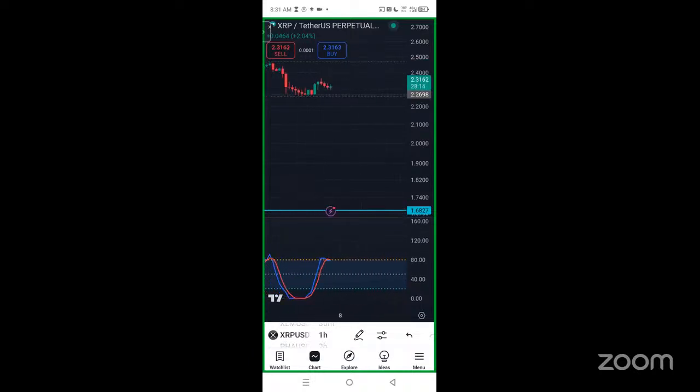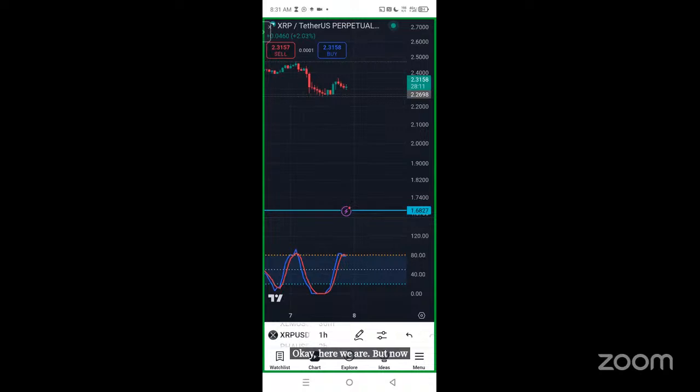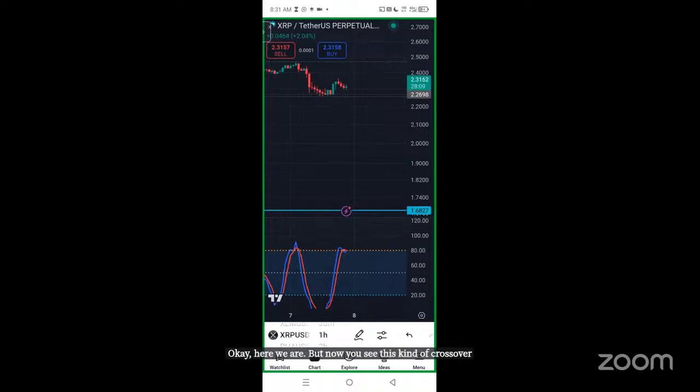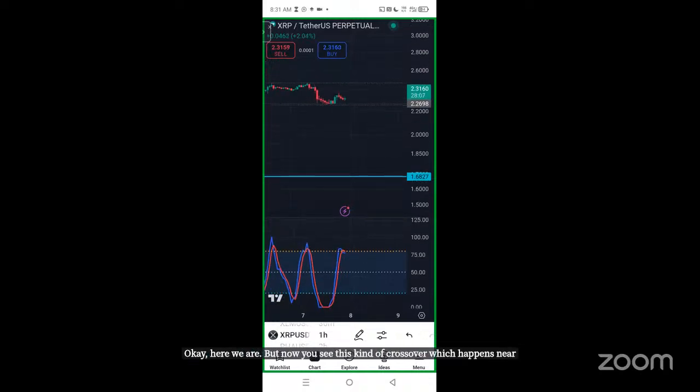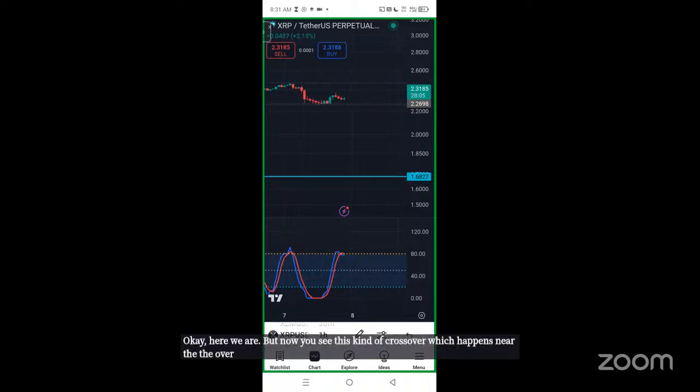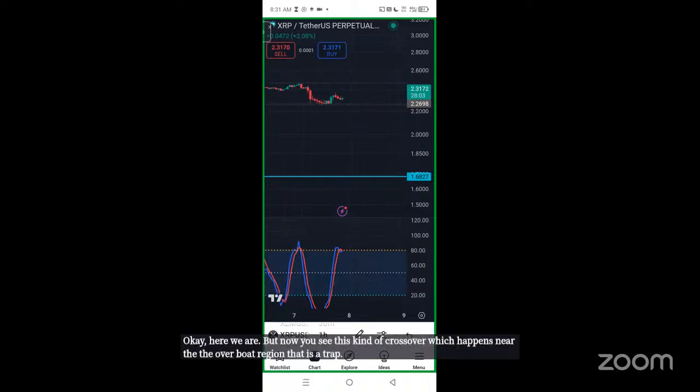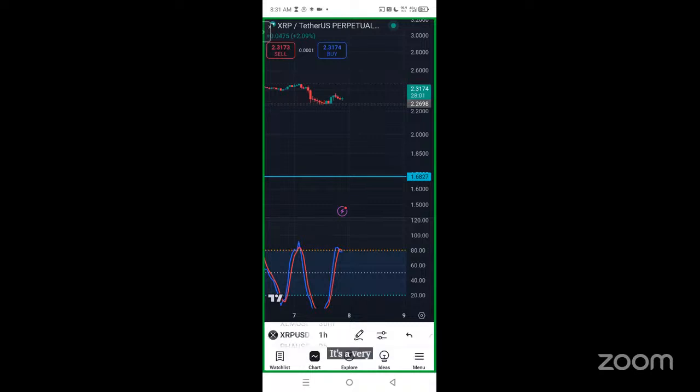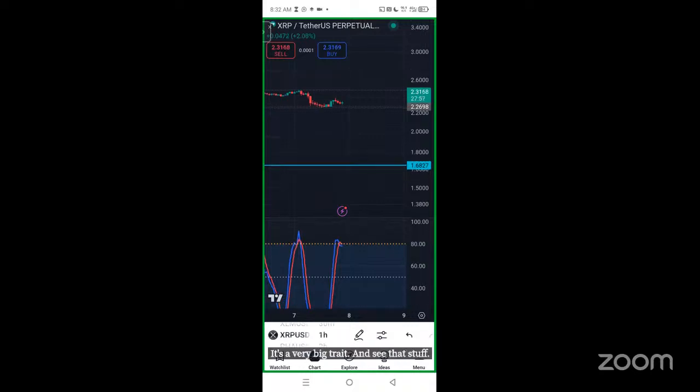Okay, here we are. But now, you see this kind of crossover which happens near the overbought region. That is a trap. It's a very big trap. It can be a very serious trap. But nevertheless, let's use that.